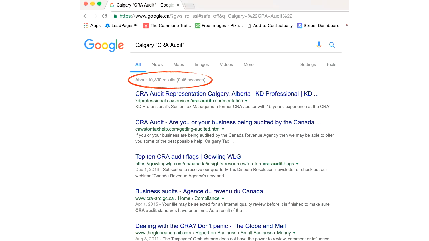So first off, I want to show you that in Calgary, where I live, CRA audit is not a well-trafficked term. There's about 10,000, 11,000 results here. But the first one is an accounting firm. Second one is someone who's an accounting firm but helps with CRA audits. And then we go into a legal firm. We go into the Canadian Revenue Agency. And then last but not least, there is the Globe and Mail. So long story short, there's not a lot of firms that are putting their information up here on CRA audits, so it's easy to get found online.